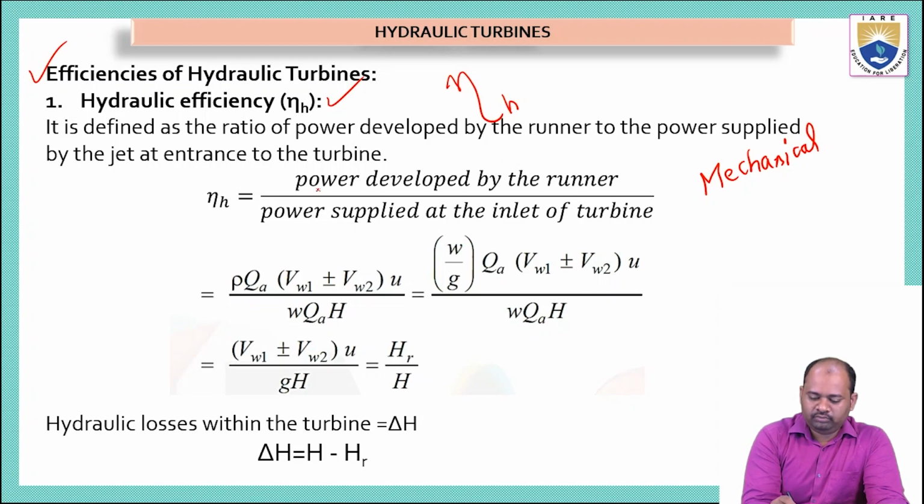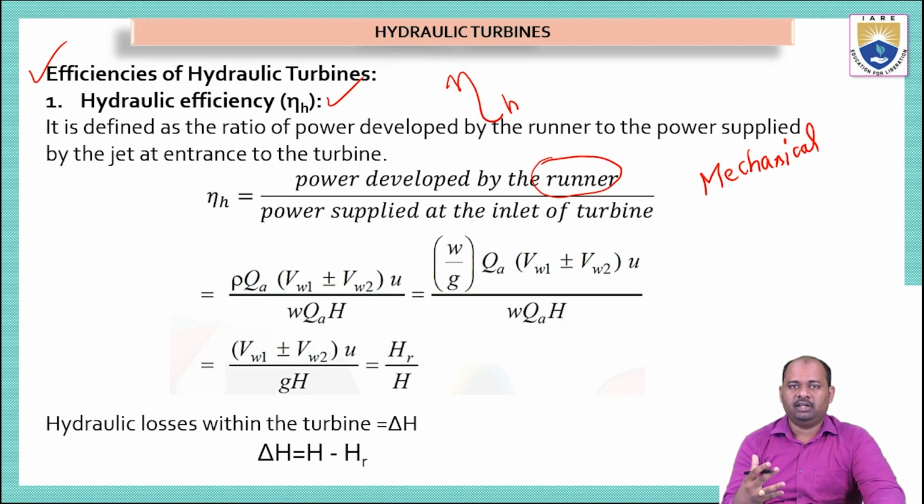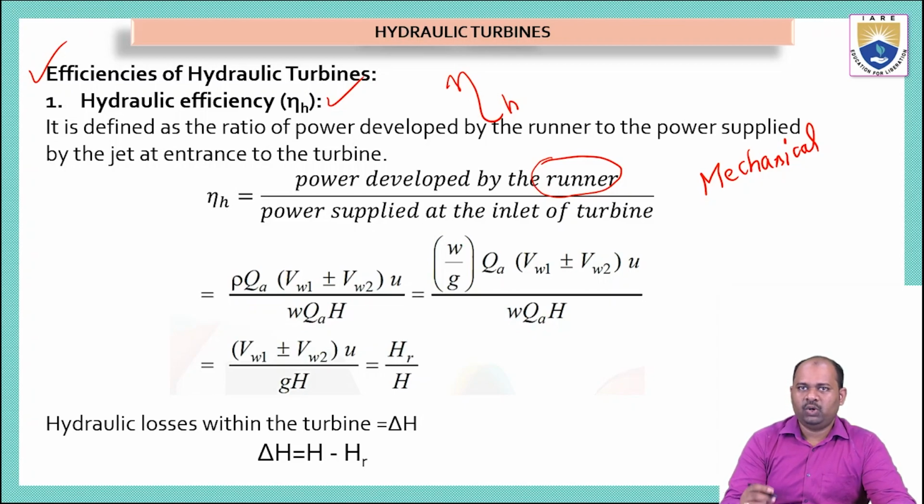See here, it is the ratio. Power developed by the runner is nothing but the mechanical energy produced when the water touches the turbine wheel and it rotates. Why is this energy calculated? Because with the help of a shaft, the turbine is connected to the generator. So along with the turbine, we have to rotate the generator also, because for the running of the generator we need some energy.